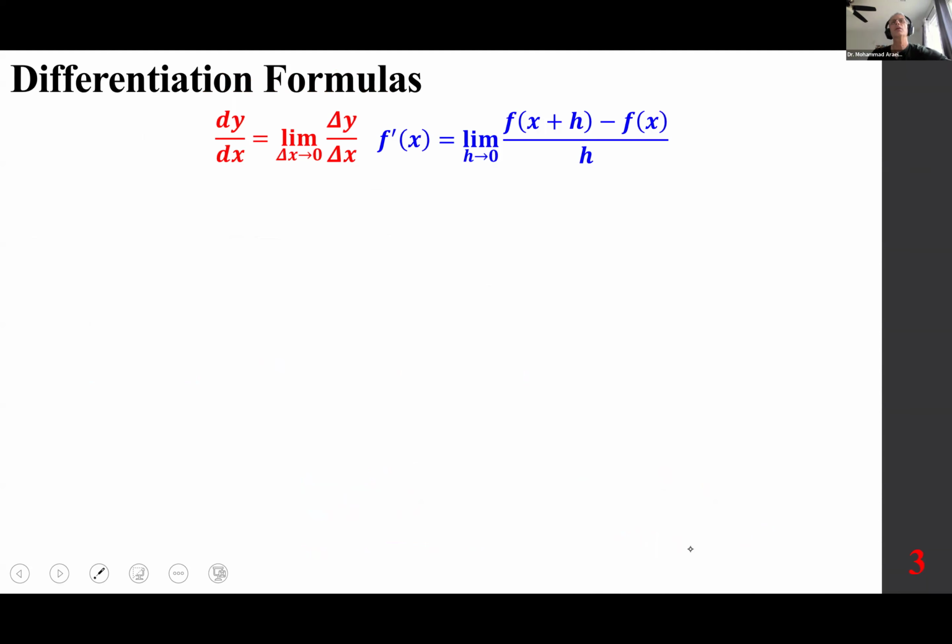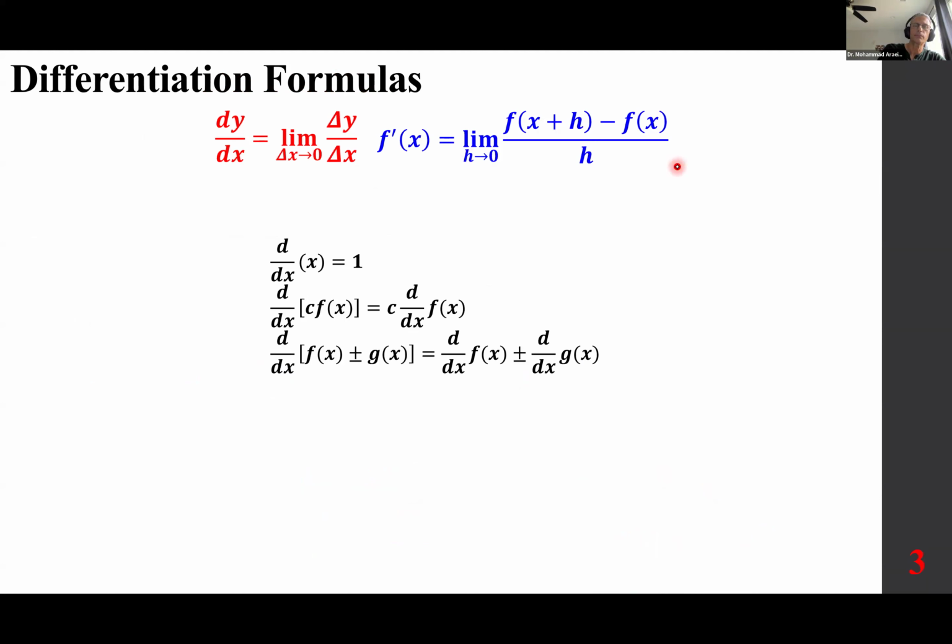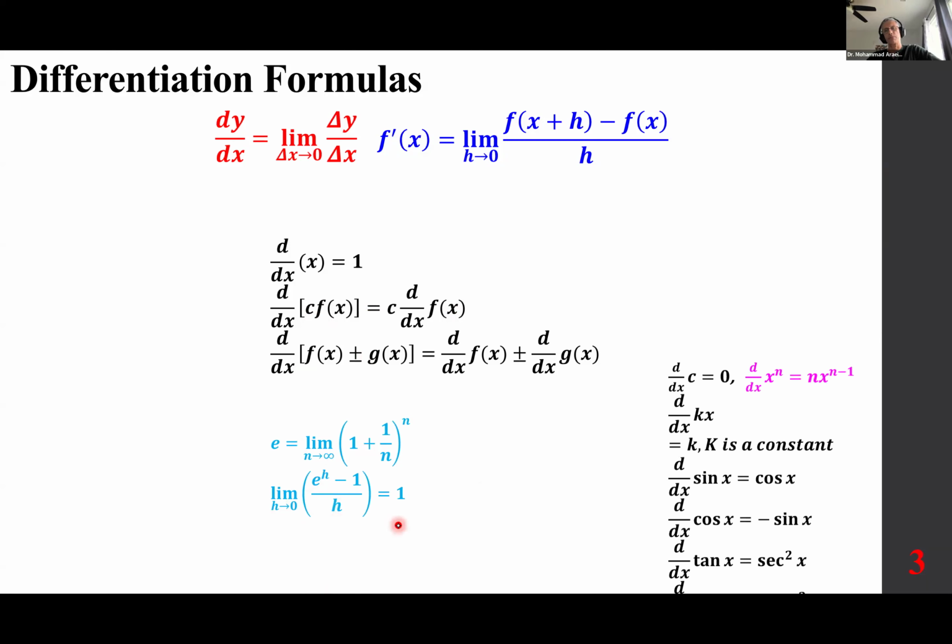Number one, reminding you of all the formulas we have learned. Here's the definition. The derivative of x is 1, and if you have a constant, you can take it out. The derivative of a sum is the sum of the derivatives, and the derivative of a difference is the difference of the derivatives. The definition of the number e is the limit of 1 plus 1 over n to the power of n as n approaches infinity, or e is a number such that the limit of e to the power of h minus 1 over h as h approaches 0 must be 1.